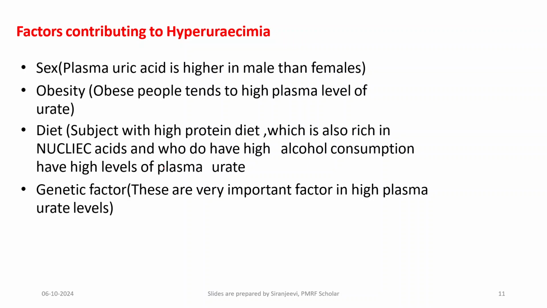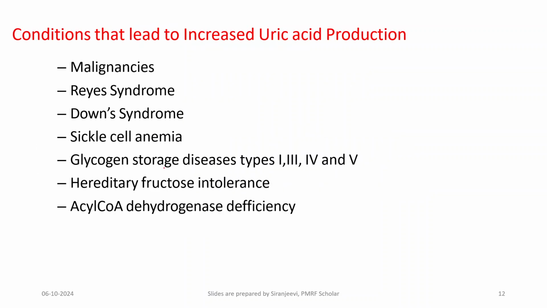And there are other factors which influence hyperuricemia. We know that males usually have more uric acid than females, and obese people tend to have high plasma levels of urate. In terms of diet, subjects with a high protein diet, or one rich in nucleic acids, and who have high alcohol consumption, have high levels of plasma uric acid. And genetic factors are very important in high plasma urate levels.